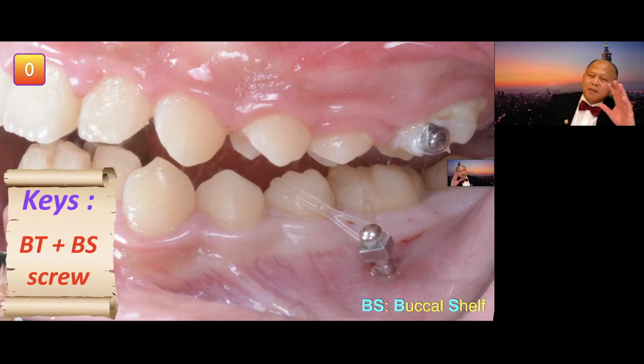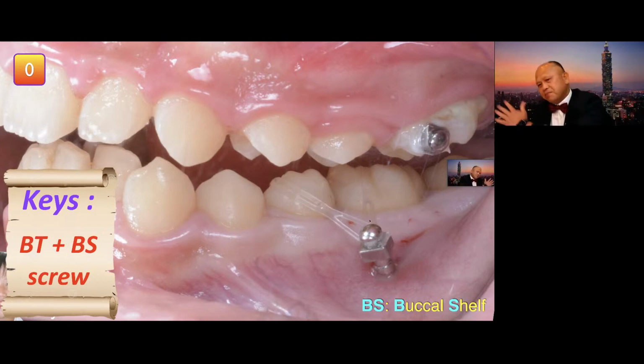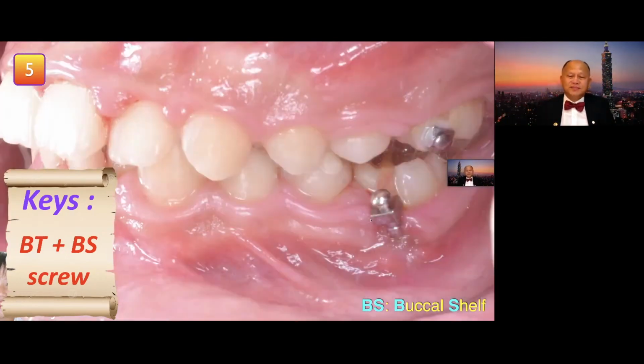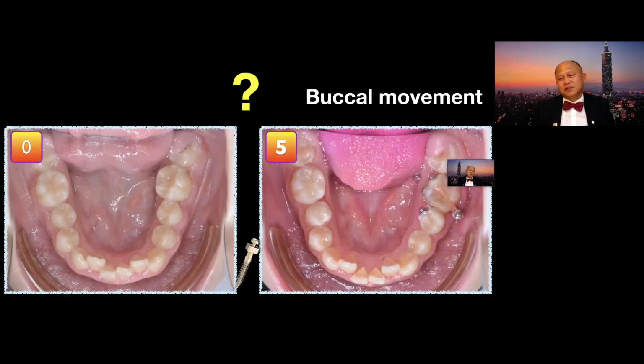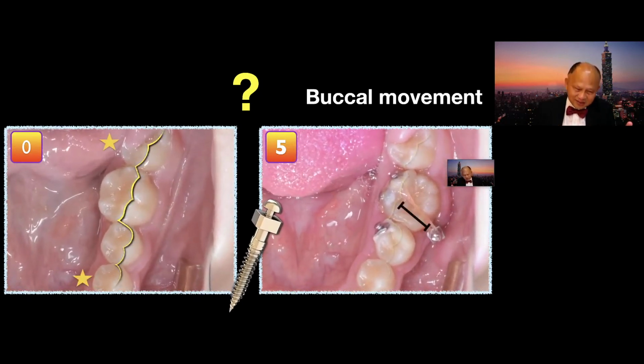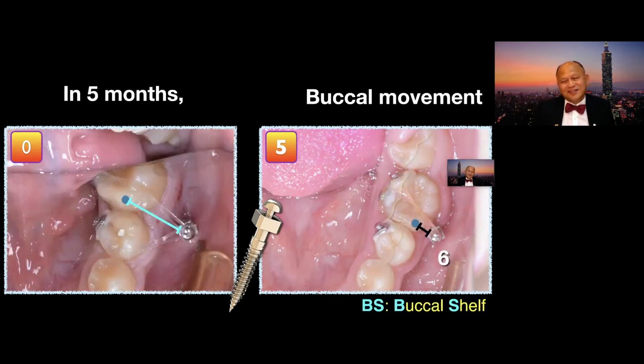Key, biterable to raise the bite. And once you raise the bite, I put a buccal shelf screw, put a lingual button, and hook up this power chain. So that will give a buccal movement. 5 months in treatment. Guess how many millimeters we get for this buccal movement in 5 months? Let me draw this line and you'll be surprised.